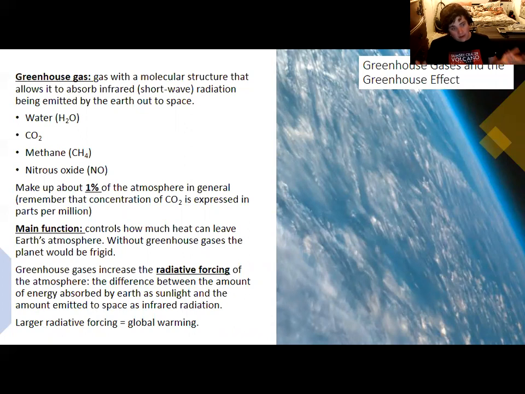So 2 parts per million basically means that, well, if you take 1 million molecules within a sample of air, 2 out of that million will be CO2. So that tells you that there's not very much CO2 present. We express it in parts per million rather than percent because there is less of it. And that's true of all of the greenhouse gases.